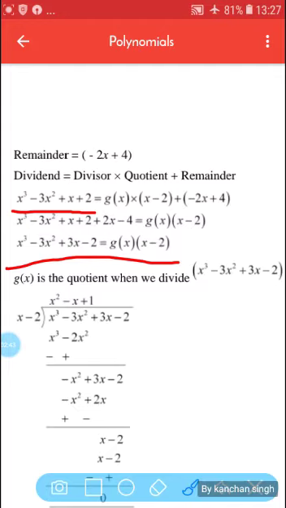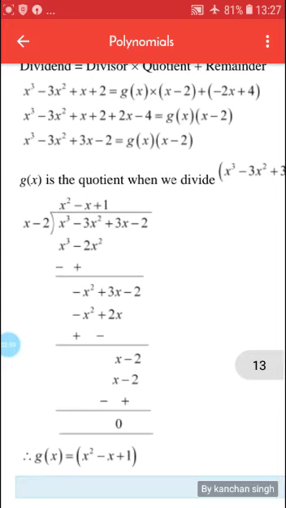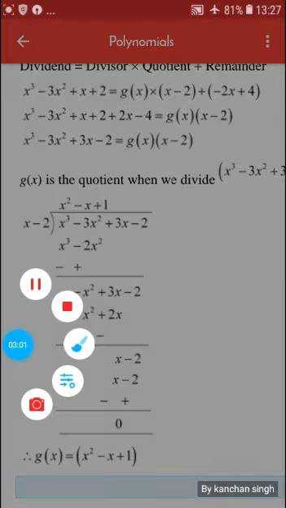Okay, now let us write. Here g(x) will be equal to x cube minus 3x square plus 3x minus 2 divided by x minus 2. Is that okay? So let us divide. We know how we will divide. So let us start our division.